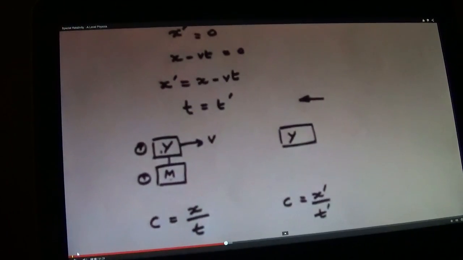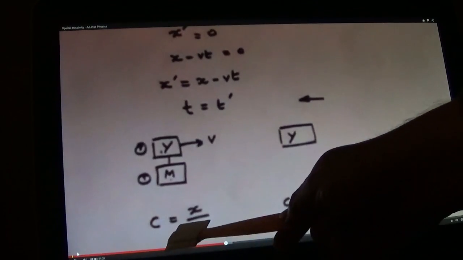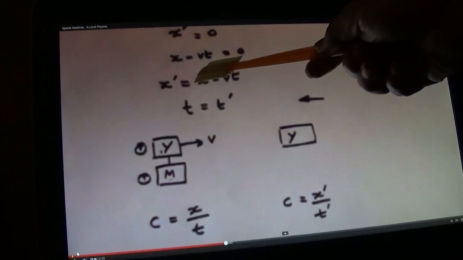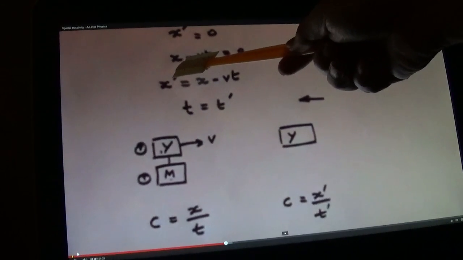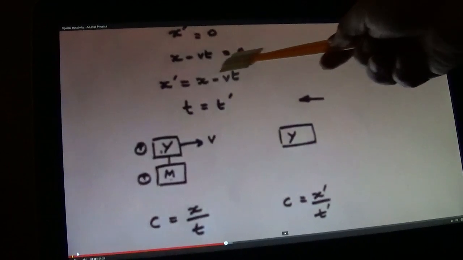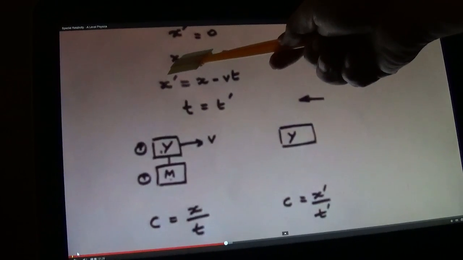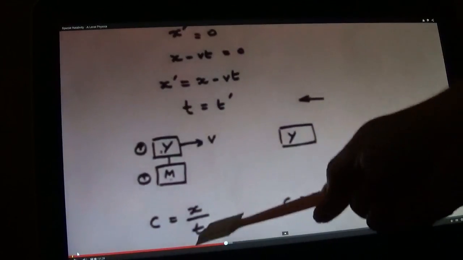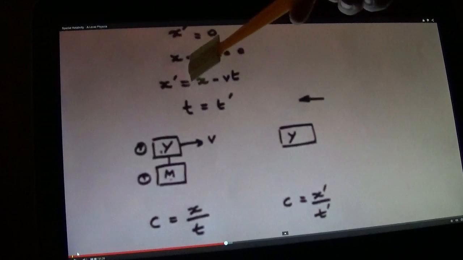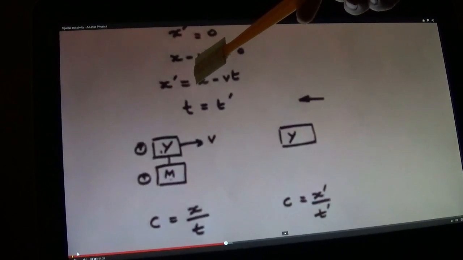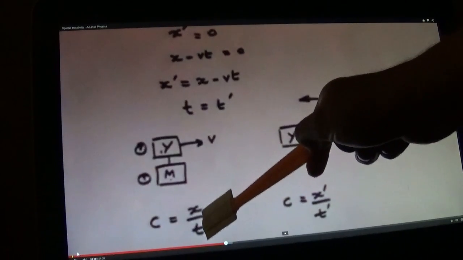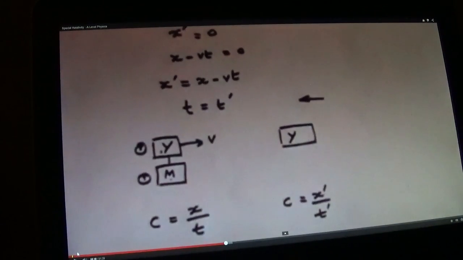Right. He's using c is equal to x over t here, when earlier he was using x minus vt equals 0, so x equals vt. So he's being a bit loose in his notation here. It would be preferable if he used an x1 and a t1 there, and an x2 and a t2 here, and probably similar here. But he's just being very lax in the way he's doing his maths.